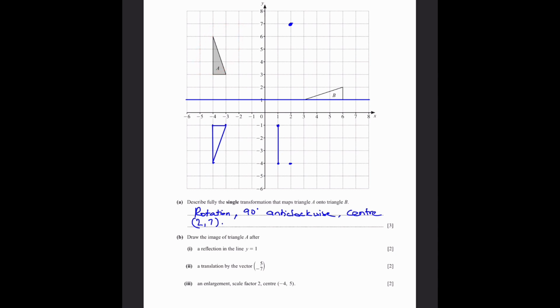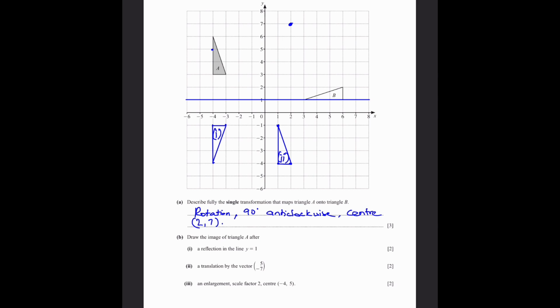So over here, this will be our answer. This is part 1, this is part 2, and now moving on to part 3. An enlargement scale factor 2, center (-4, 5). Let's label that point (-4, 5), of course. So that's over here.